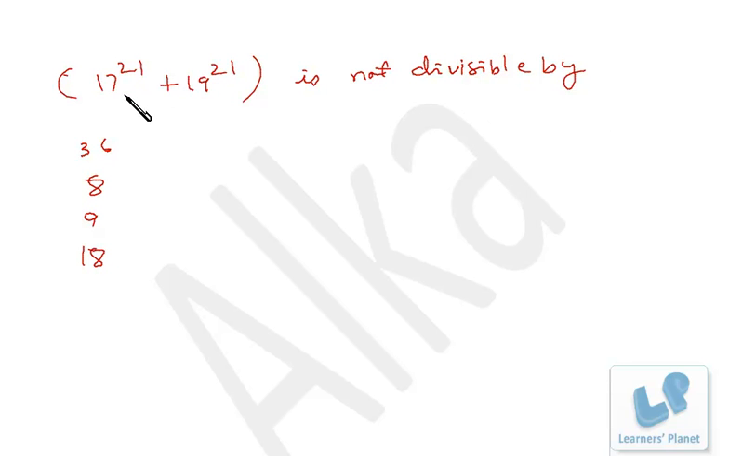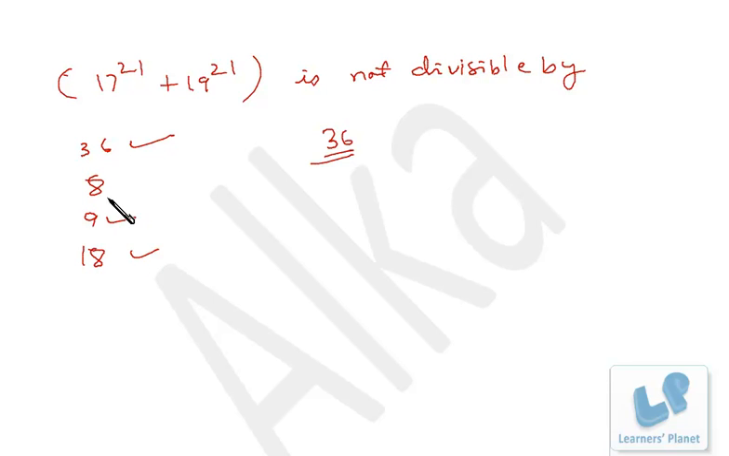Further, we have a raised to n plus b raised to n, where n is odd. That means this expression will be divisible by 17 plus 19, that's 36. Right? 9 and 18 are factors of 36. So if it is divisible by 36, obviously it will be divisible by 9 and 18 both.